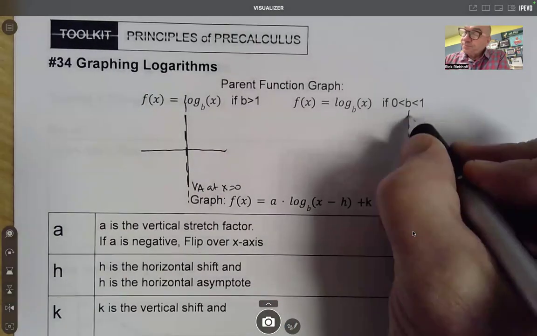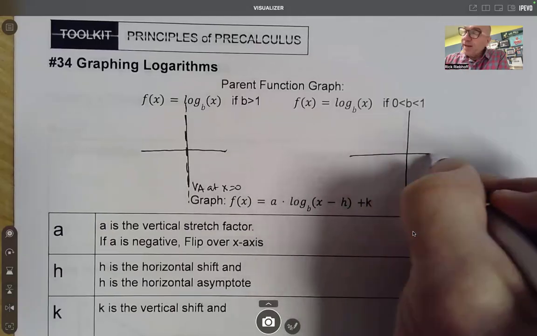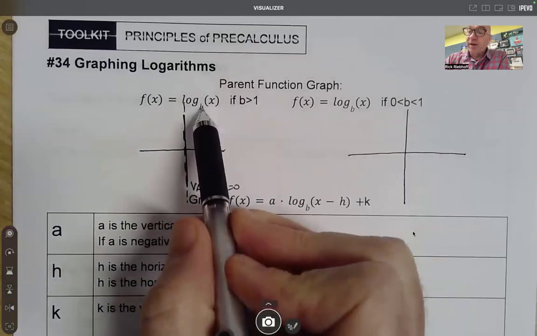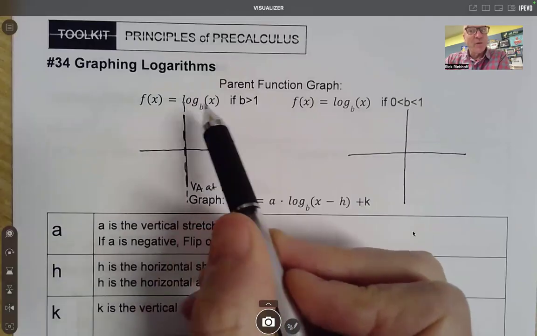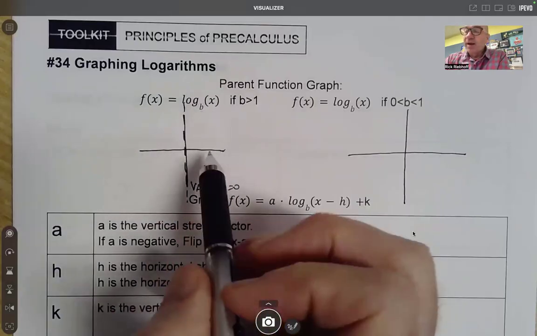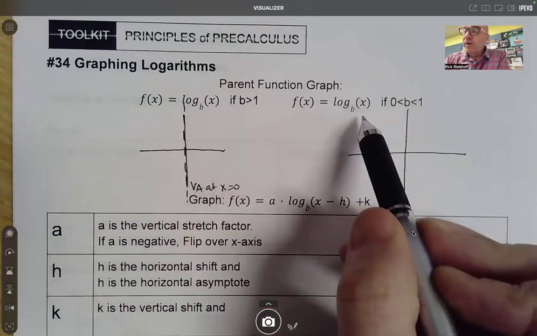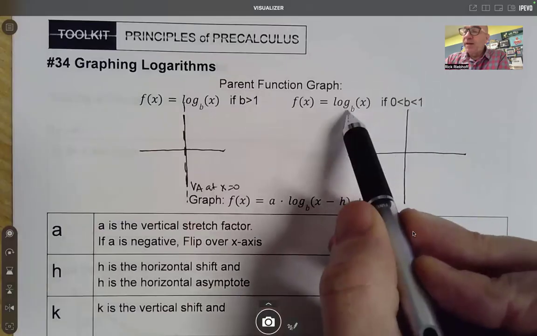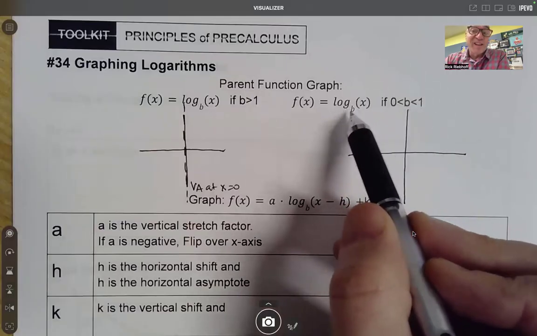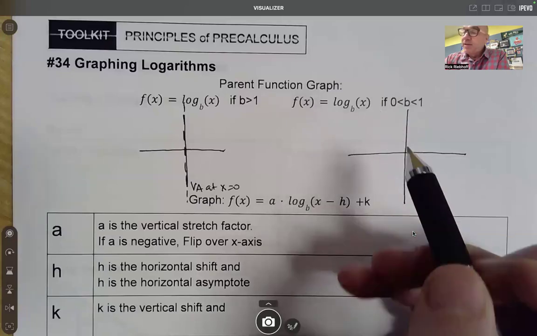Okay? We're going to have two different base possibilities. If our base is greater than 1, like exponential growth was, right? We're going to have that graph. We're going to have a different graph if our b value is between 0 and 1, like 1/2, right?